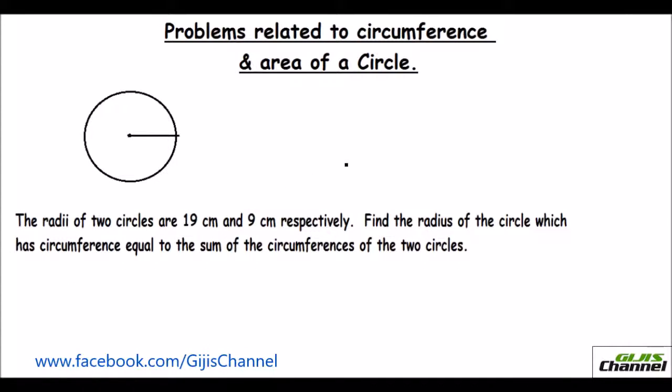Let us learn how to find the circumference and the area of a circle. And we know the radius is equal to half the diameter and the diameter is equal to double the radius. All this we have learned.